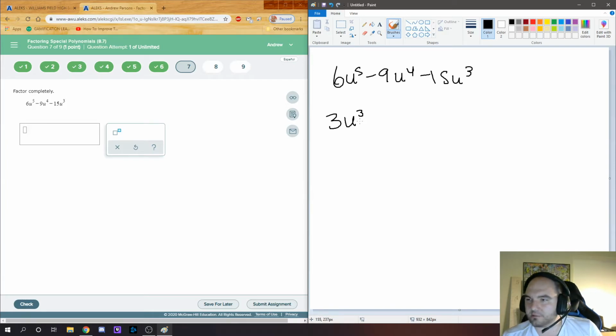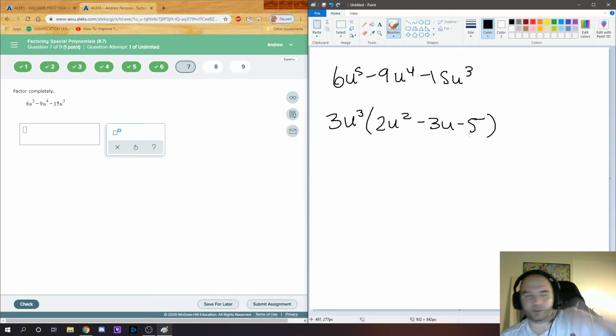Last time I just took out z. Here I can take out u to the third because u to the third is the smallest amount of u's that any one of these things contain. So it's actually possible to remove at least u to the 3 from everything. I get 2u squared, minus 3u, and the last term becomes negative 5. And that's it. The u cubed is gone.